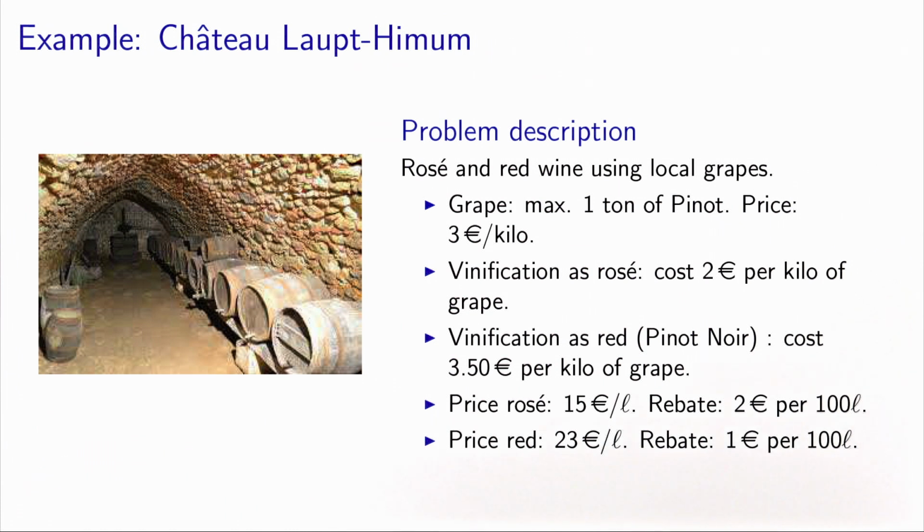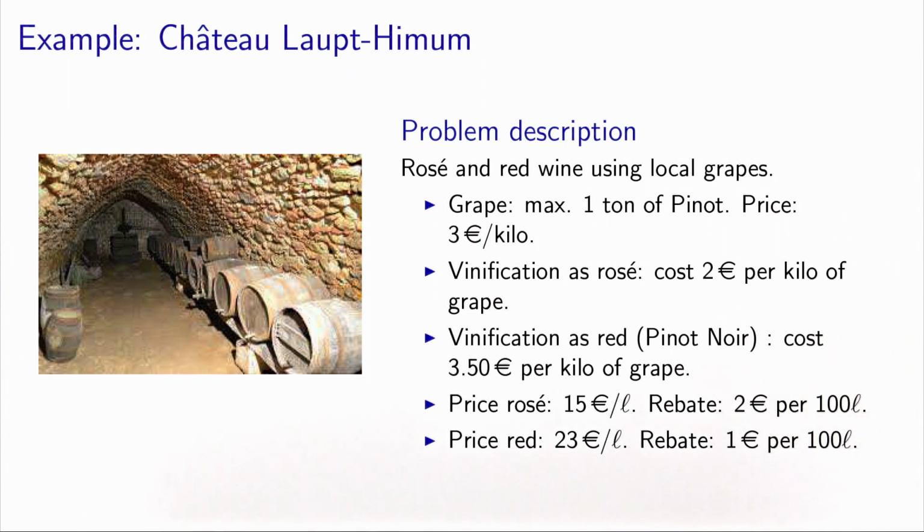From these grapes, they can make rosé wine, and it takes 1 kilo of grape to produce 1 liter of rosé at the cost of 2 euros per kilo. For the red wine, called Pinot Noir, it costs 3,50 euros to transform 1 kilo of grape into 1 liter of Pinot Noir. Once the wine is ready, they sell it.